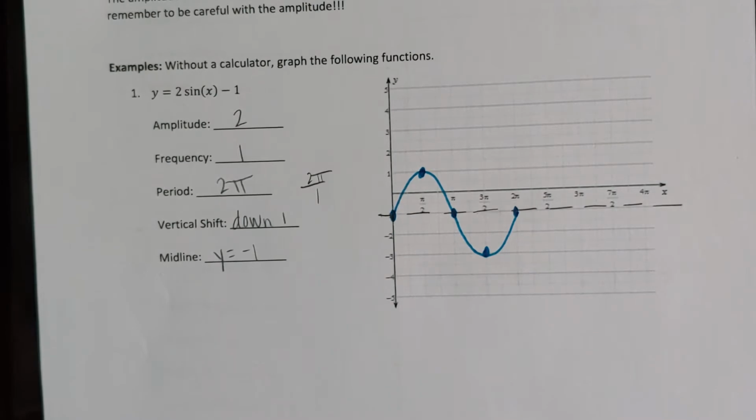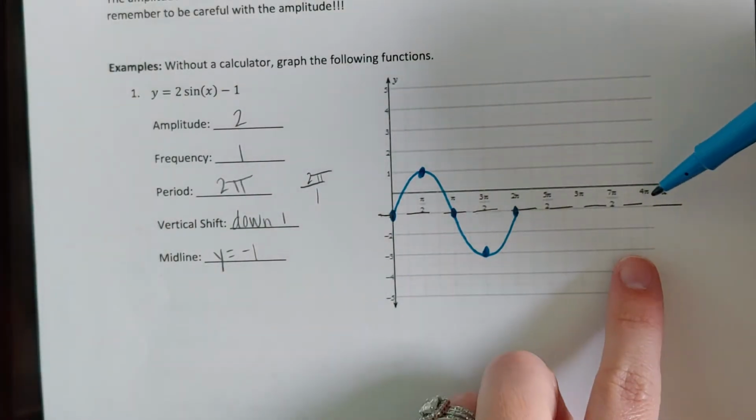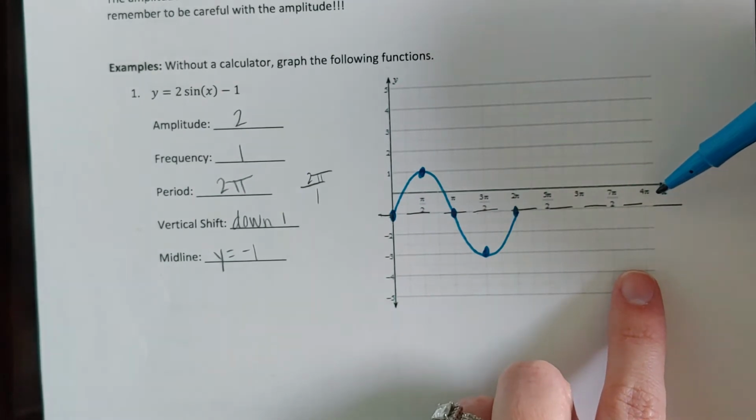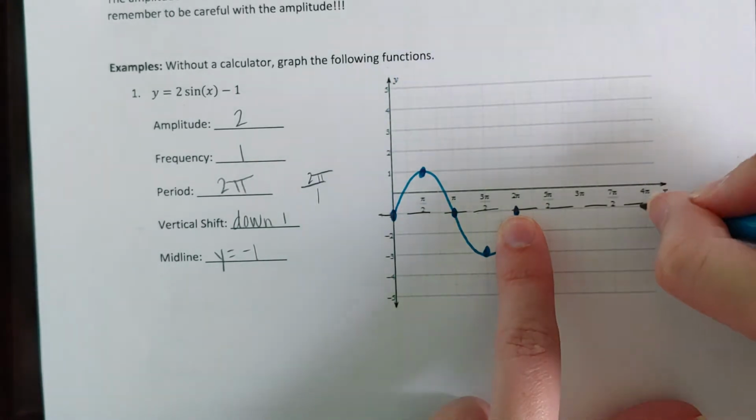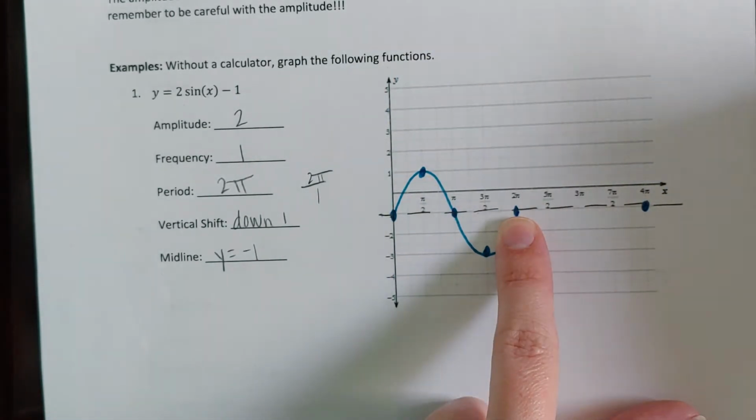Now we need to fill the graph always. So we're going to do this again. It goes to 4 pi. So that means there's room for a second one because then we have 2 pi left. So it's going to start at 2 pi. It's going to end at 4 pi.